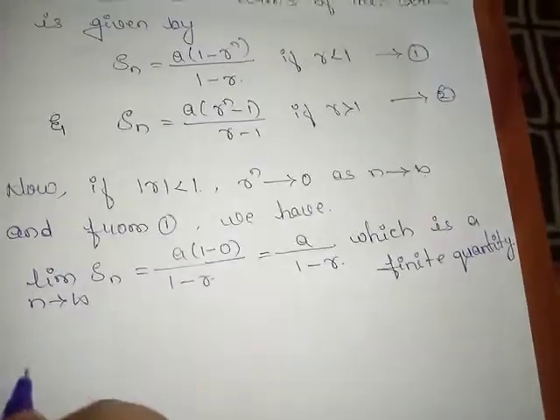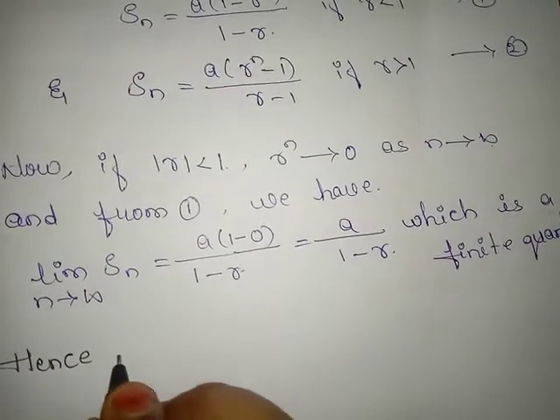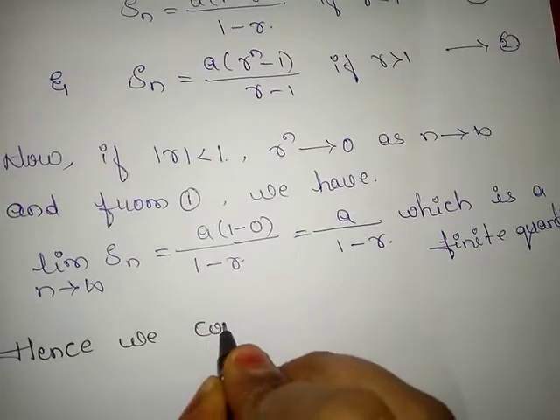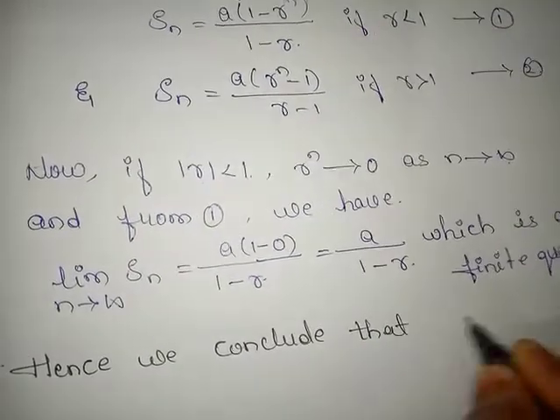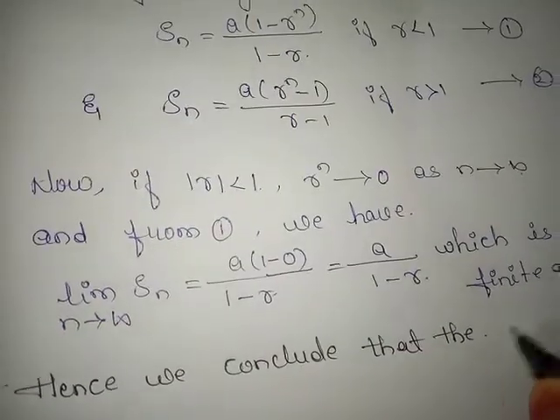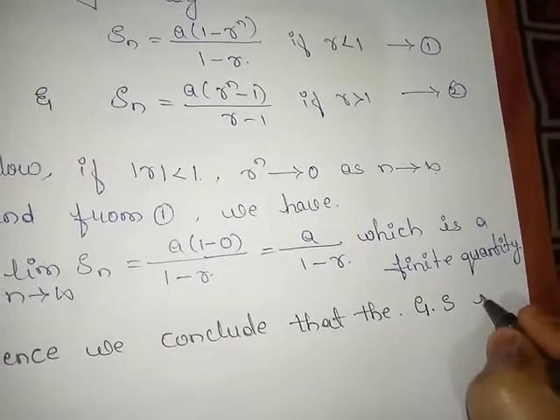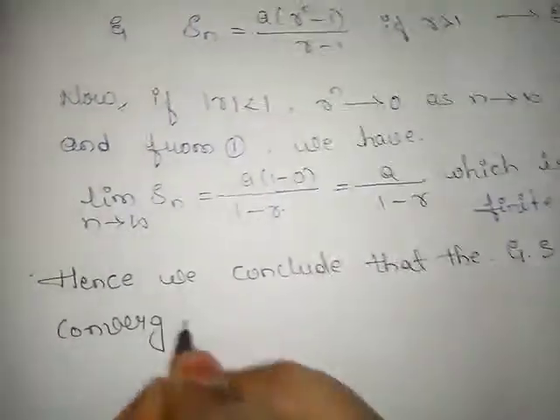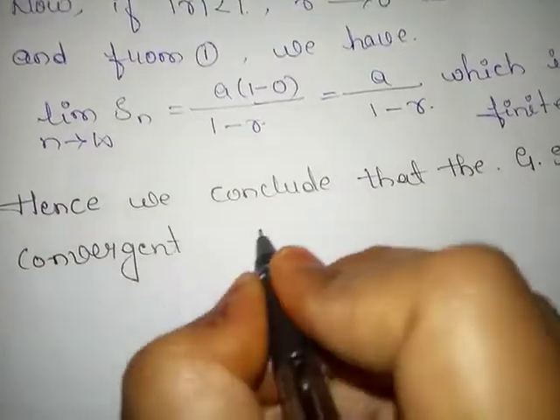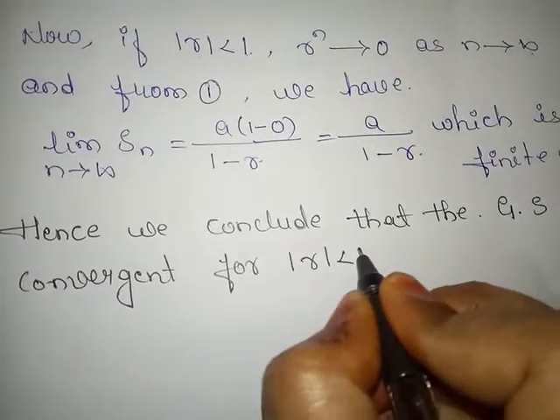Hence, the conclusion here is: hence we conclude that, in short, I will write it as GS, the geometric series, is convergent for mod r less than 1.